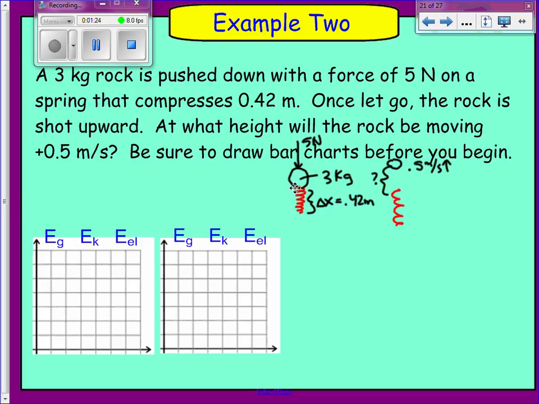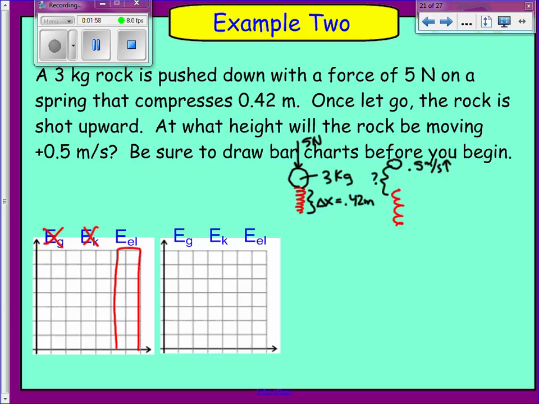Okay, so we have a lot of different types of energies coming into play. In the initial situation, we have no EG because we're going to take our spring as our reference level. So EG will come once the rock goes up in the air. The rock is not moving initially, so there's no kinetic. So we're all elastic at the very beginning. So I'm going to go ahead and draw my bar chart showing all of my energy is elastic. And that's 7 squares up.